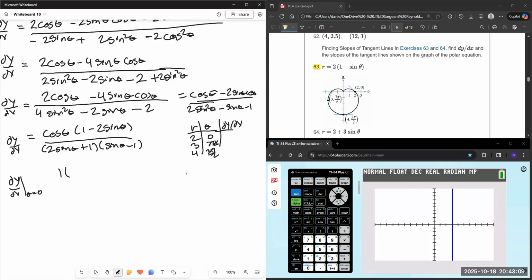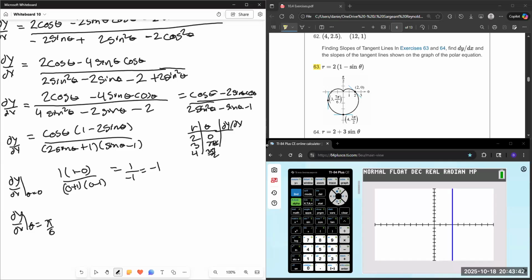It's going to be 1 times 1 minus 0 over 0 plus 1 times 0 minus 1. It's going to be 1 over negative 1, which is a negative 1 slope, okay? And then dy/dx at theta equals 7 pi over 6. We should see that's a vertical line. The slope should be undefined.